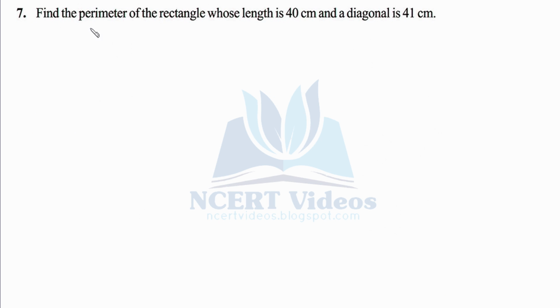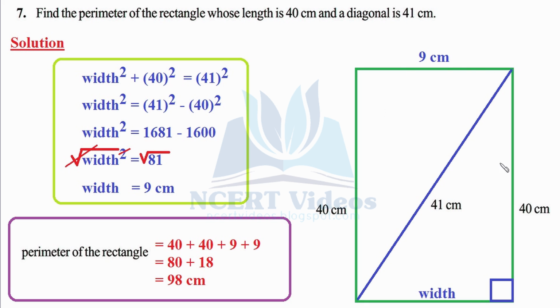Question number 7. Find the perimeter of the rectangle whose length is 40 cm and a diagonal is 41 cm. This is your required rectangle, and the given lengths are 40 cm as your length. That is, let's consider this as the length because it is longest.